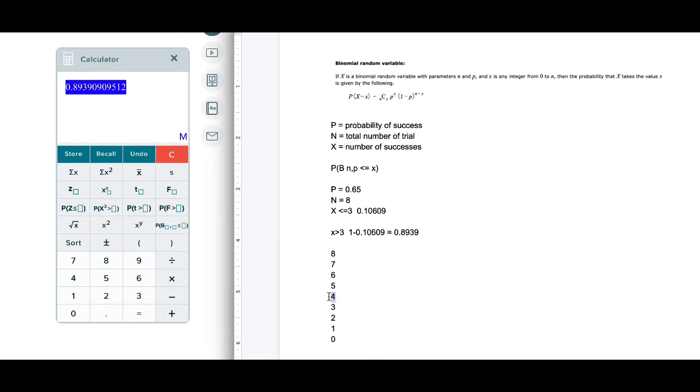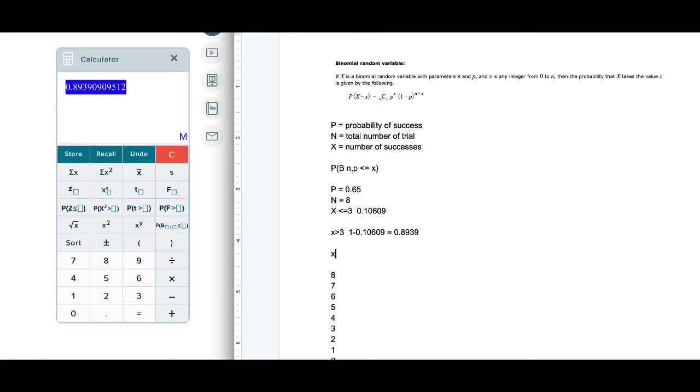So what's the probability we get 4 successes out of 8, or 5 out of 8, or 6 out of 8, or 7 out of 8, or 8 out of 8? There's a bigger chance that we're going to get one of those than one of these down here, because there's just more numbers up here. All right, so that's less than or equal to and greater than. Let's do a couple more of these.